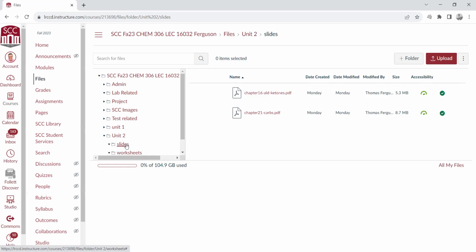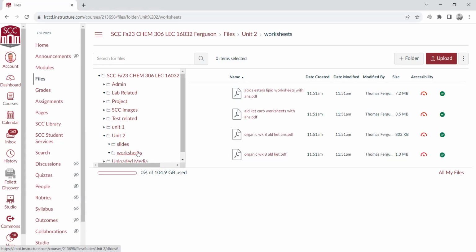I still need to add the slides for acids and lipids. And here are the additional worksheets I put in there for aldehydes, ketones, carbohydrates, acids, esters, lipids. Now we get into lipids. We first are going to study alcohols, organic alcohols.